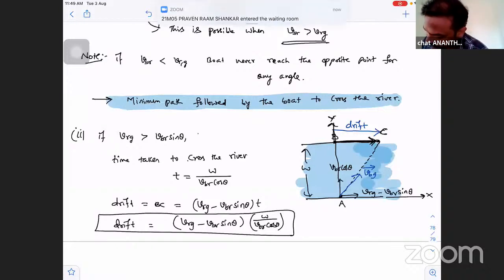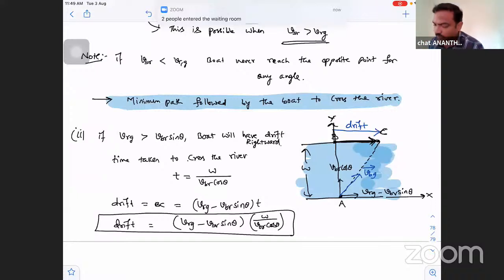Okay, so both will reach. When VRG is more than VBR sin theta, both will have drift in the rightward direction.